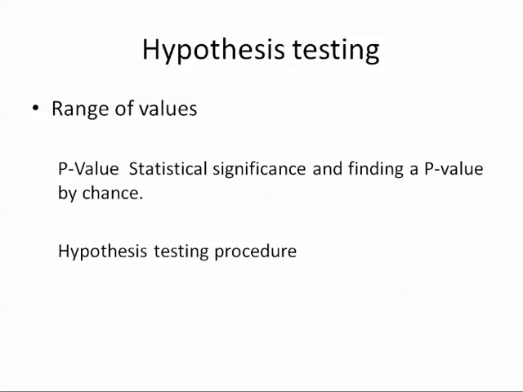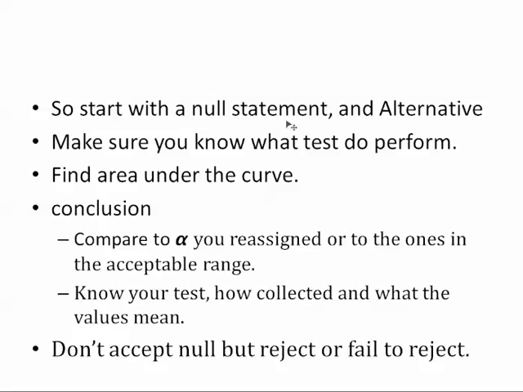Now, the procedure we're going to be using is to start with a null statement and an alternative. What's a null statement? A null statement is simply stating some statistical value that we've got, like saying that the mu, the mean of a population is a certain value. Okay? Now you need to be specific. So if you're talking about a doctor and an experiment, you say the mean of this doctor's experiments will be this. Okay? The alternative would be the opposite.